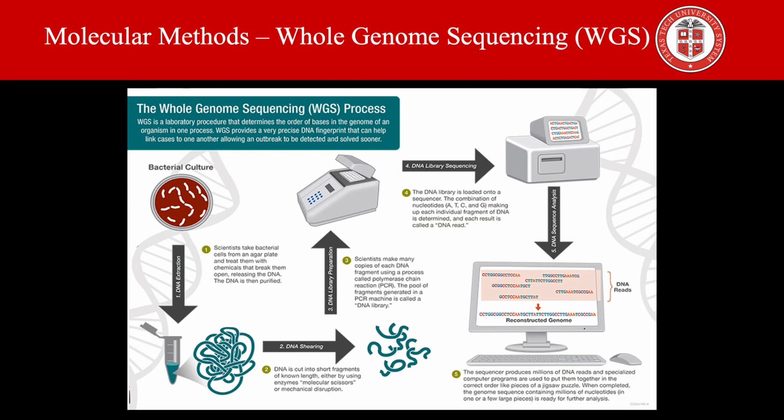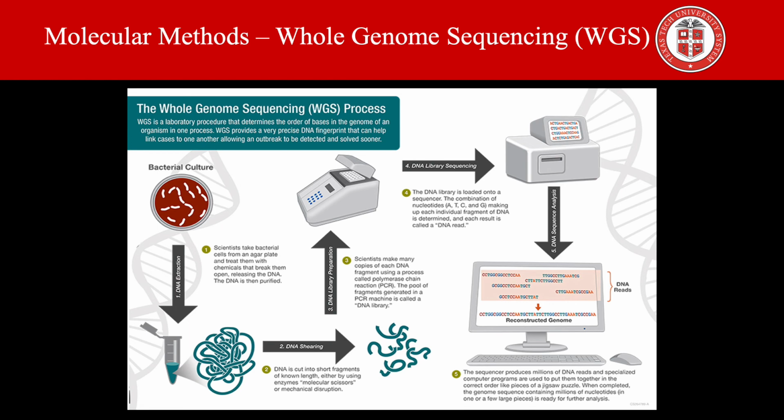Also, we have the whole genome sequencing. That is a method that determines the order of bases in the genome of our organisms in one process. The whole genome sequencing is conducted by following these 4 main steps. First, the DNA shearing. So the DNA is cut into pieces that are small enough for the sequencing machine to read. The pieces are composed of millions of bases: adenine, cytosine, thymine, and guanine. Then the DNA barcoding. So the scientists add small pieces of DNA tags or barcodes to identify which piece of sheared DNA belongs to which bacteria.